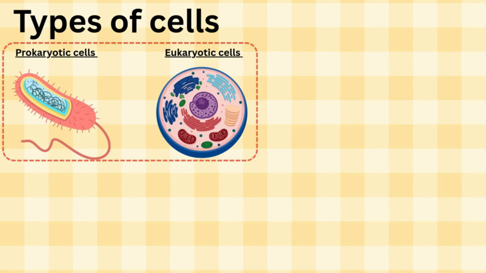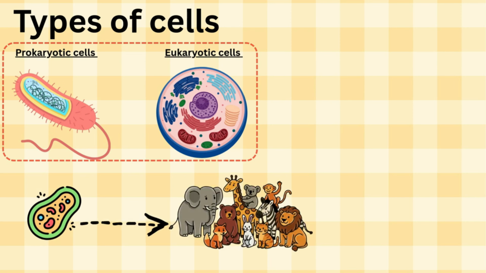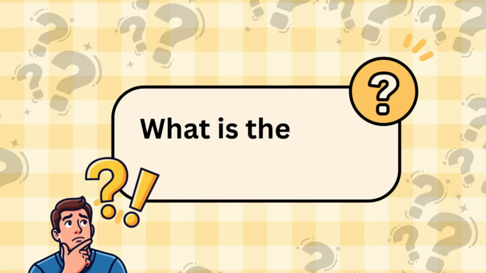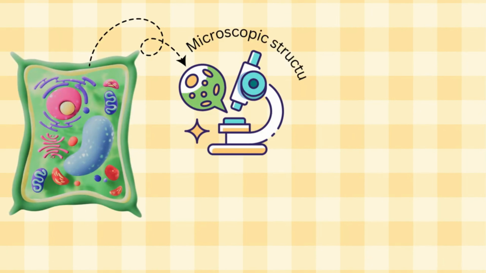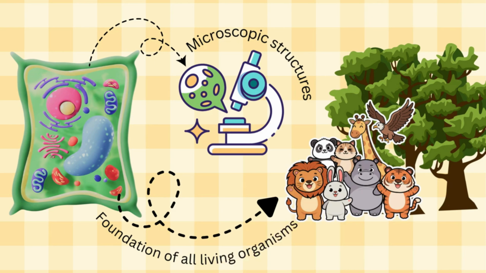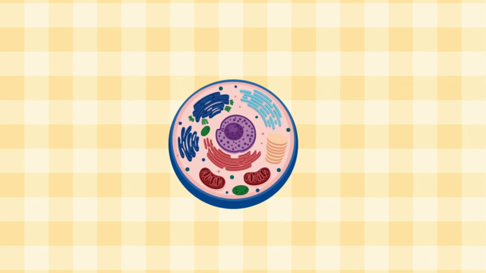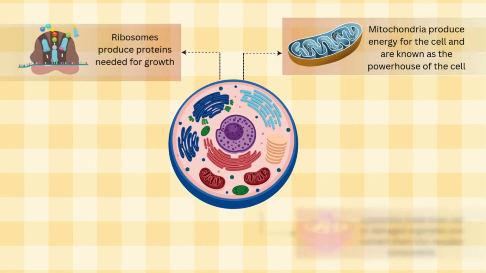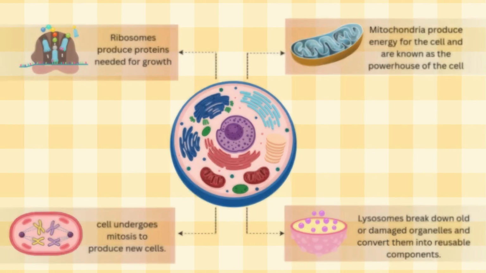Understanding these two types of cells helps us see how life ranges from simple microscopic organisms to highly complex living systems. But now another question appears. What is the size of a cell? Cells are microscopic structures that form the foundation of all living organisms. They carry out every activity necessary for life, from producing energy to growing, repairing, and reproducing.